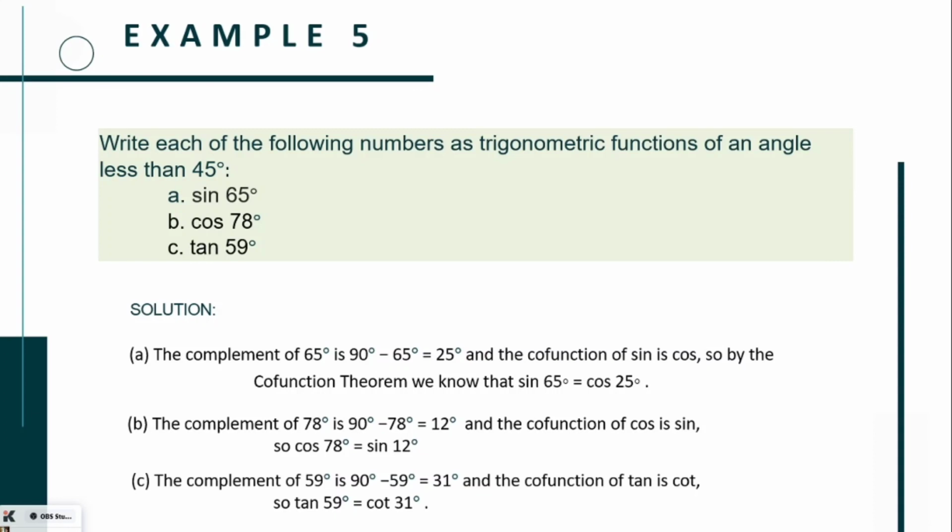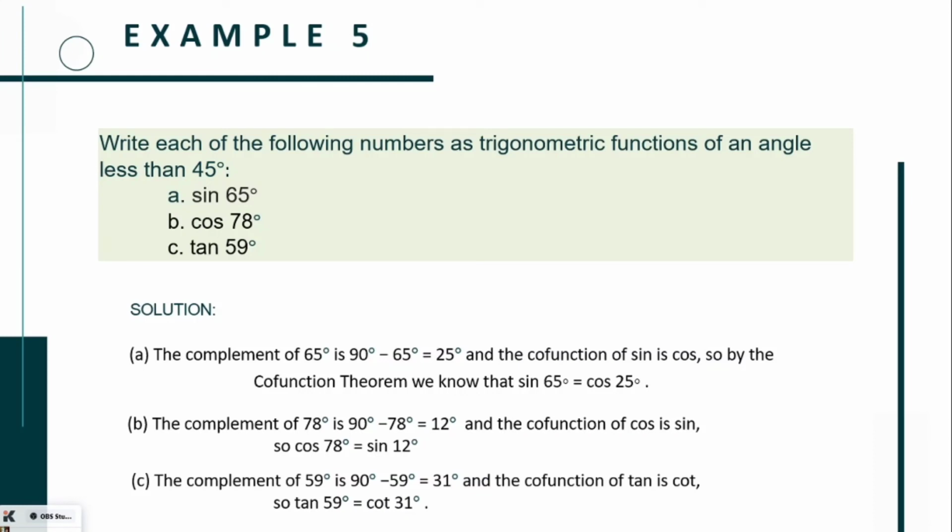Then next we have cosine of 78 degrees. The complement of 78 degrees is 12 degrees. Since the cofunction of cosine is sine, cosine of 78 degrees is equal to sine 12 degrees. And lastly, the complement of 59 degrees is 31 degrees. The cofunction of tan is cotangent. So tangent of 59 degrees is equal to cot of 31 degrees. So that's it.